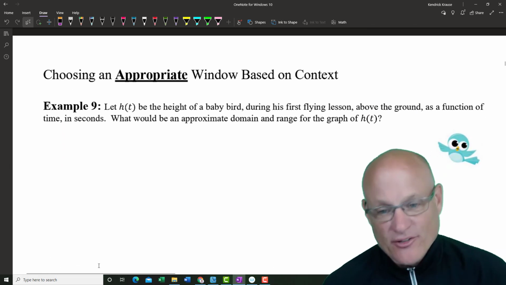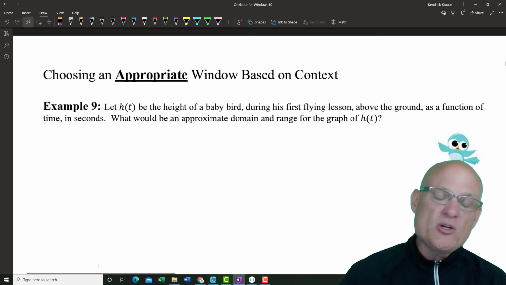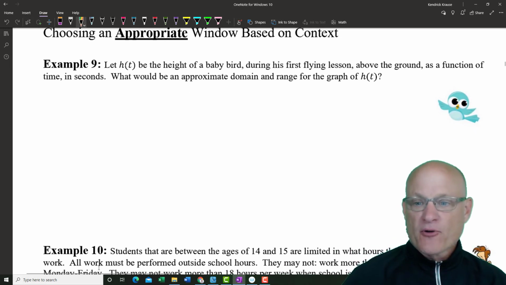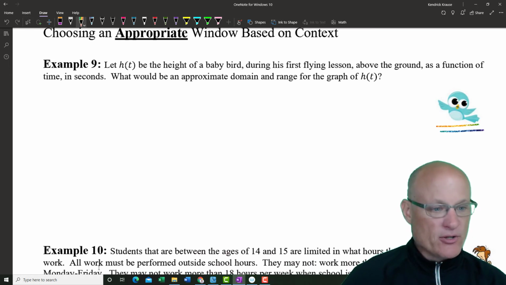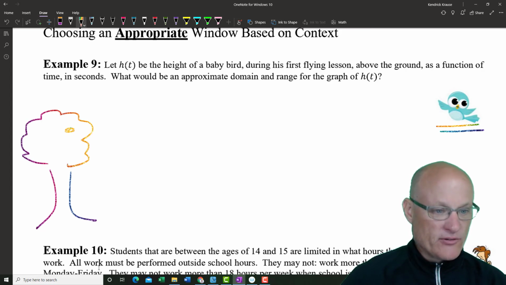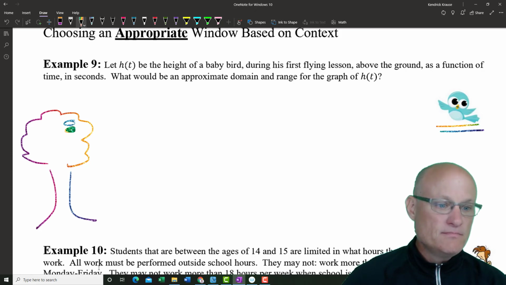All right, so what I'm doing here is I just want you to tell me, what do you think would be an appropriate range for a bird's first flight? Now, if you remember anything about a bird, a bird's got a tree. We got a little bird's nest up here, right? Little birdie's up in the tree. I know I'm a ridiculous artist. Pretend that's the birdie in the tree.